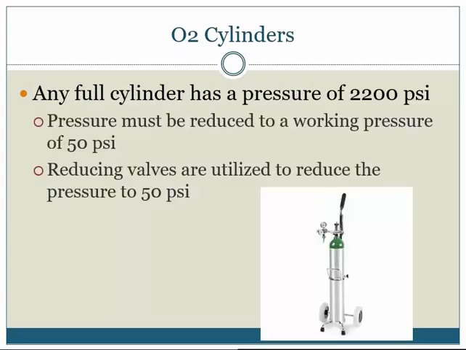Regardless of the size of the cylinder, a full cylinder has a pressure of 2,200 psi, which is a lot. It can make it like a missile. So we're going to talk about cylinder safety. And then the other thing too is every cylinder needs to have a valve on it to be able to reduce the pressure of the oxygen coming out of the tank to a workable pressure, to about 50 psi. Those are the reducing valves that you'll see on the top of the tanks to make them usable. Otherwise, you've got a missile on your hands.